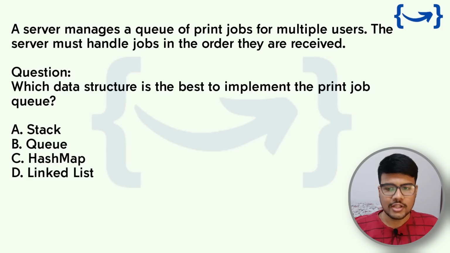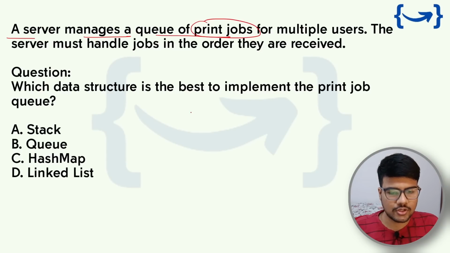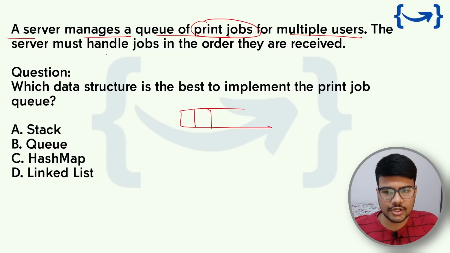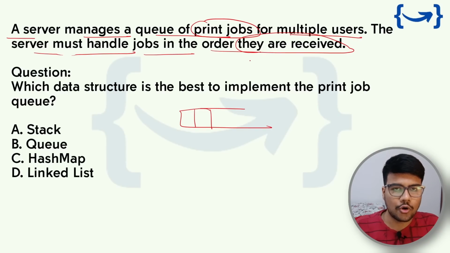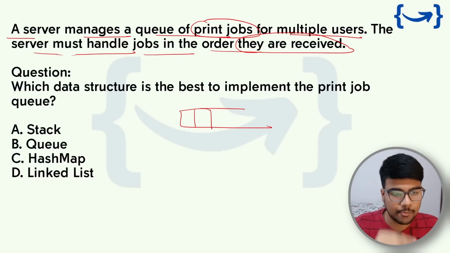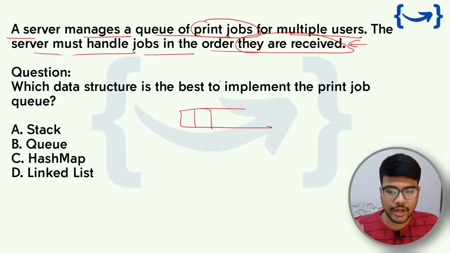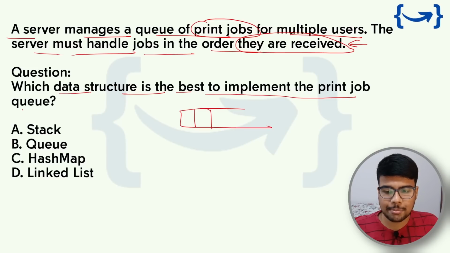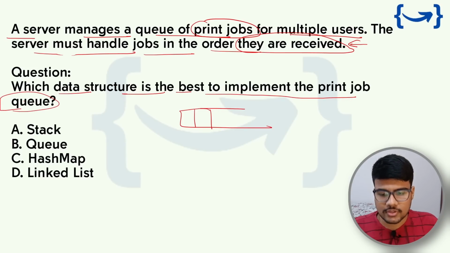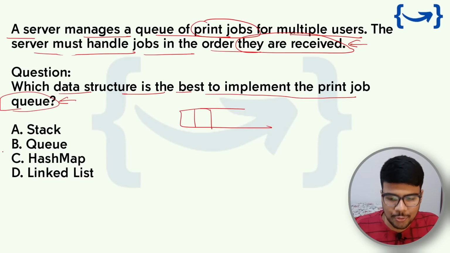So now the very first question, let's dive into it. A server manages a queue of print jobs. Let's say there is a server who manages jobs for multiple users. The server must handle jobs in the order they are received. This is the point that you need to keep in mind. Which data structure is the best to implement the print job queue? It is a queue. So why don't you mark it queue?